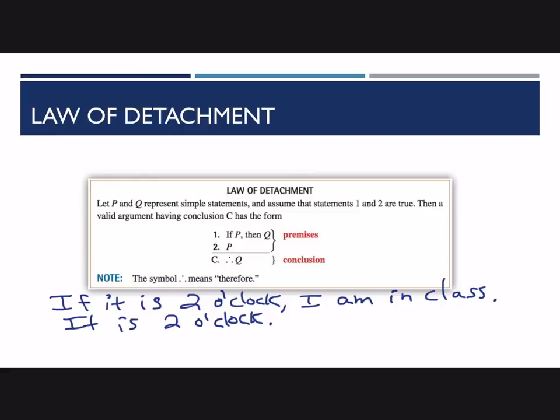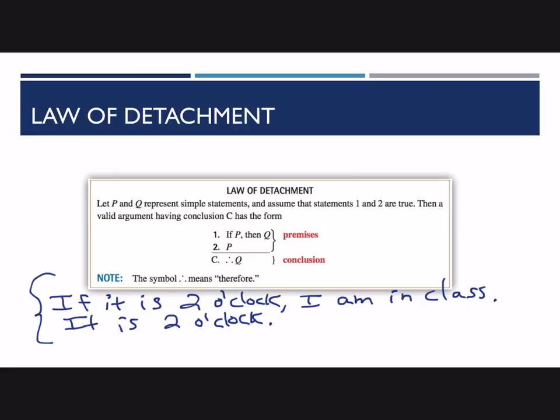First of all, if you look at the true or false value for these statements, for the first one, if it's 2 o'clock, I am in class, that may or may not be true, depending on the person. And it is 2 o'clock, depending on what time you're watching this video, that may also be false. So we're not really concerned with true or false. We just need to know if we accept these statements as true.